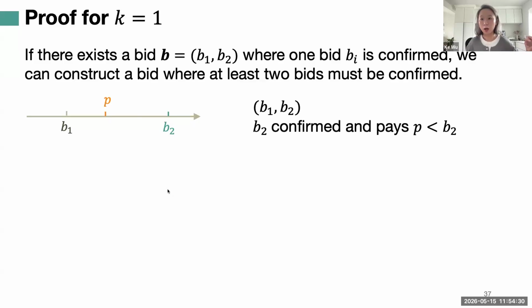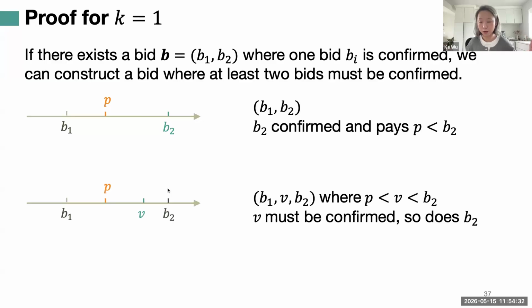Now imagine a world where we have 3 users: B1, V, B2, where this V lies between the payment P and B2. Then I'm claiming that V must be confirmed. And by the above payment guarantee we saw earlier, B2 must also be confirmed, because B2 is higher than V, which is higher than its payment.